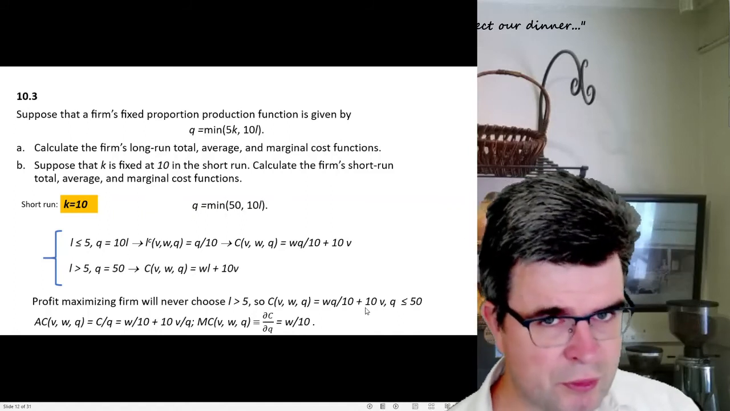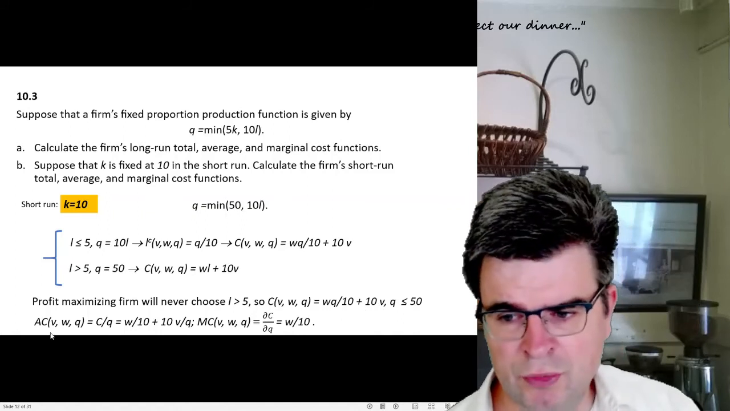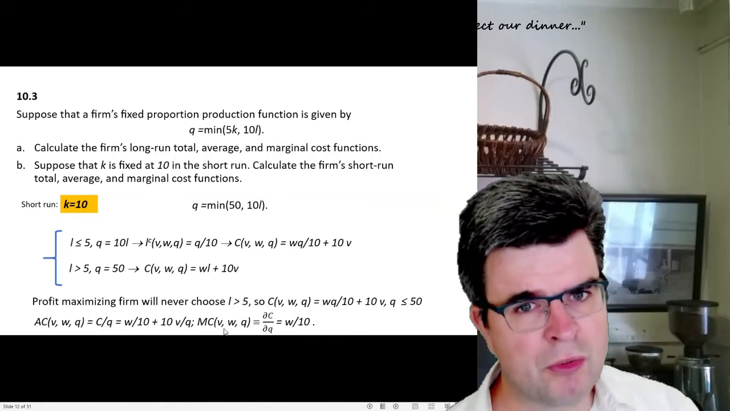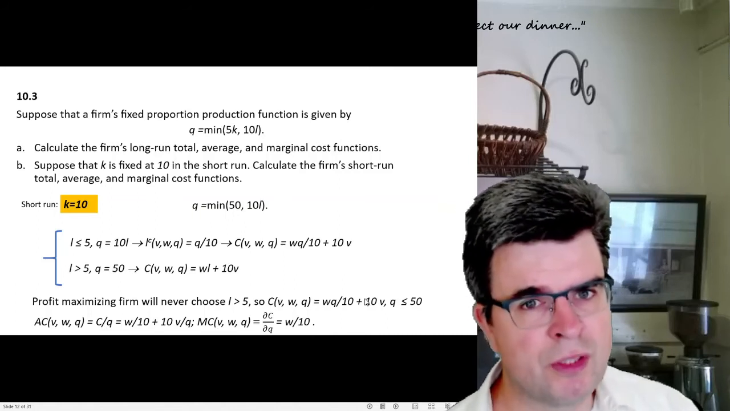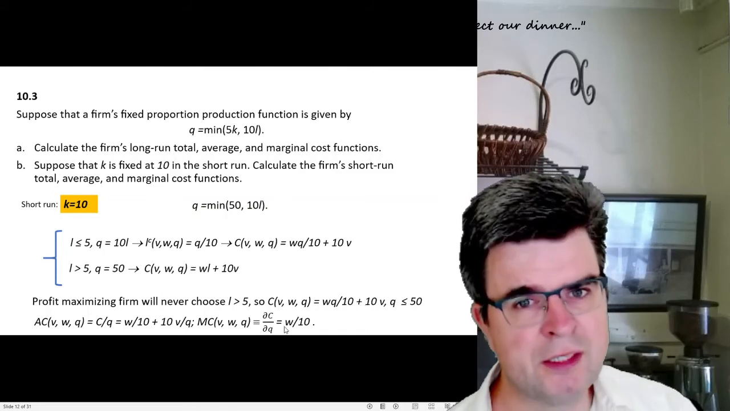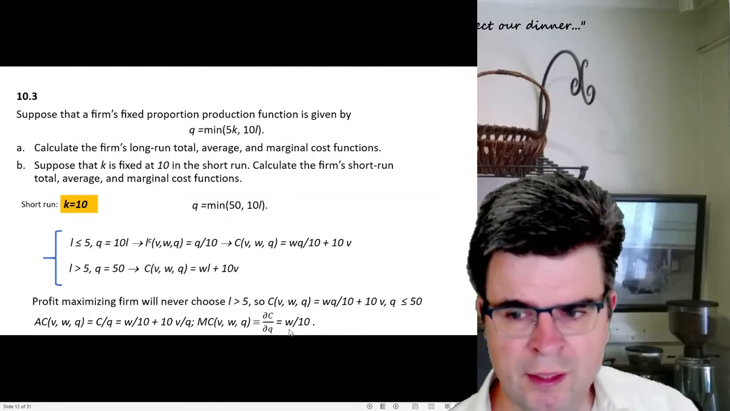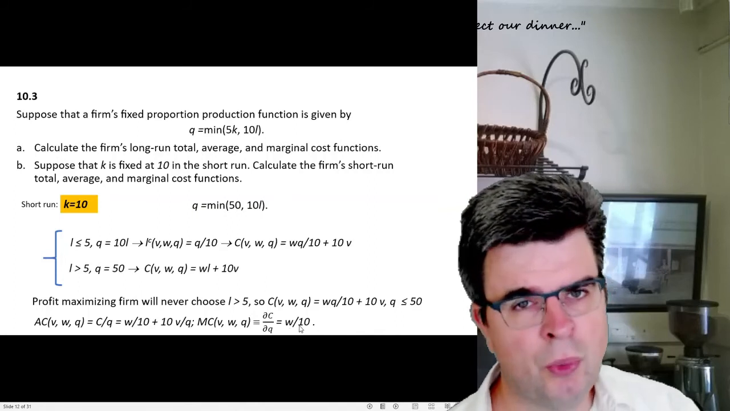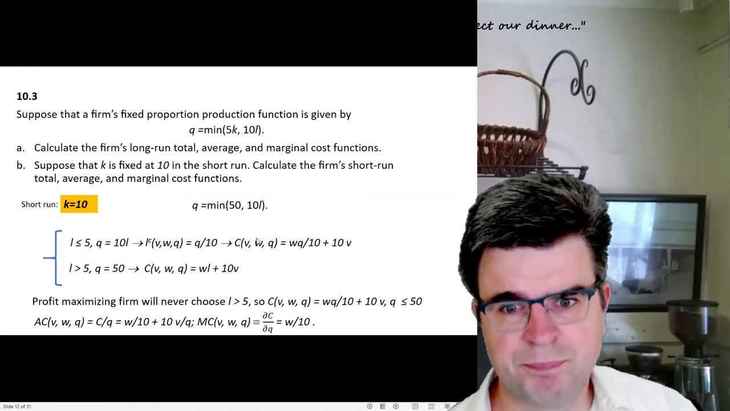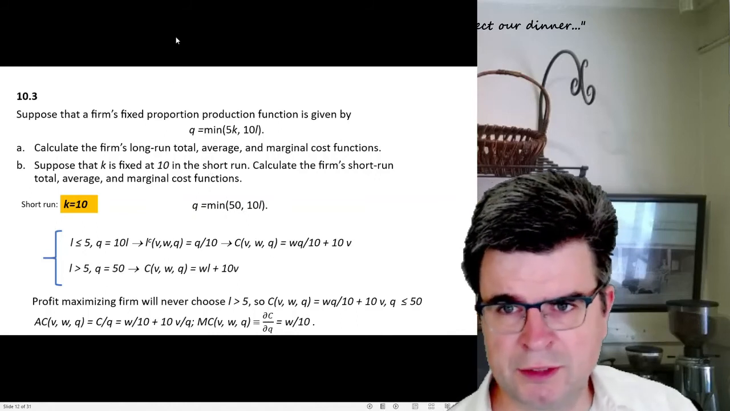Given that we have the cost function, it is easy to calculate the average cost function, which is simply C divided by Q, and the marginal cost function, which is the derivative of the cost function with respect to Q, which in this case is W over 10. So these are the short run total, average, and marginal cost functions. And this completes exercise B.